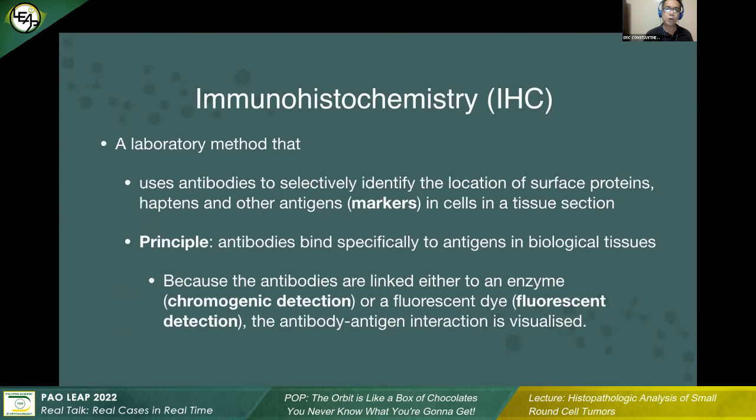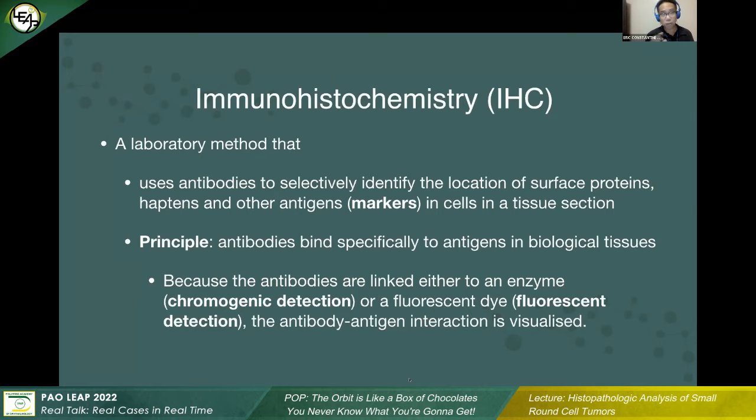Having seen that, we cannot stop at the diagnosis of small round cell tumor. As you've seen in the table, there are so many conditions that fit the histopathologic description. Therefore, we need to go to immunohistochemistry in order to definitively diagnose the case.